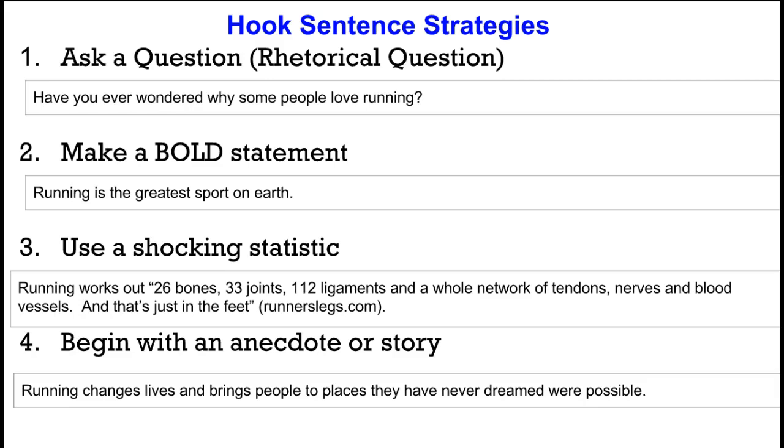And the last strategy for a hook sentence is to begin with an anecdote or a story, really to most likely appeal to someone's pathos or ethos or logos, using some of those rhetorical strategies we've talked about, to draw the person into what you're about to share with them in the rest of your essay. So I would use the strategy that running changes lives and brings people to places they have never dreamed were possible.